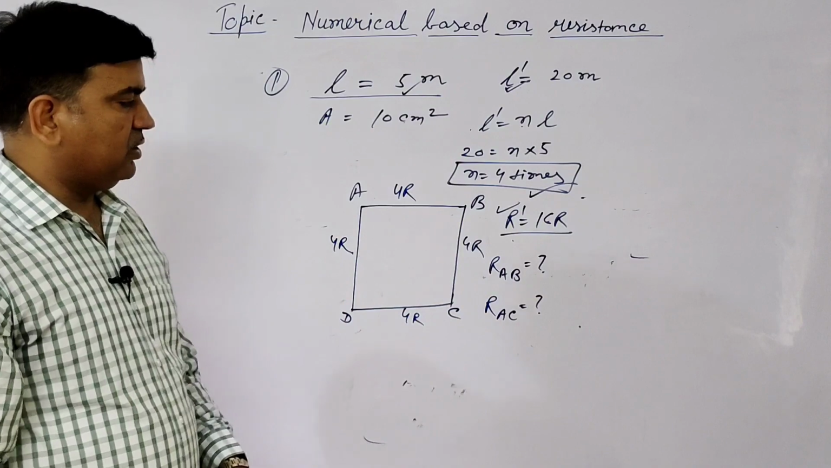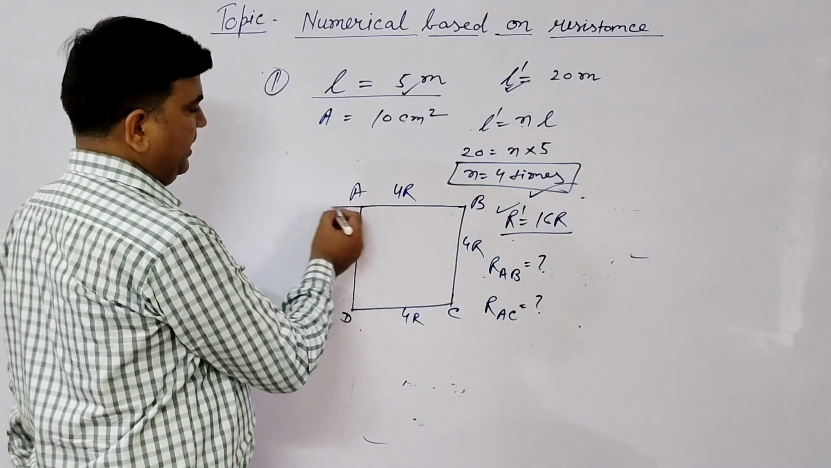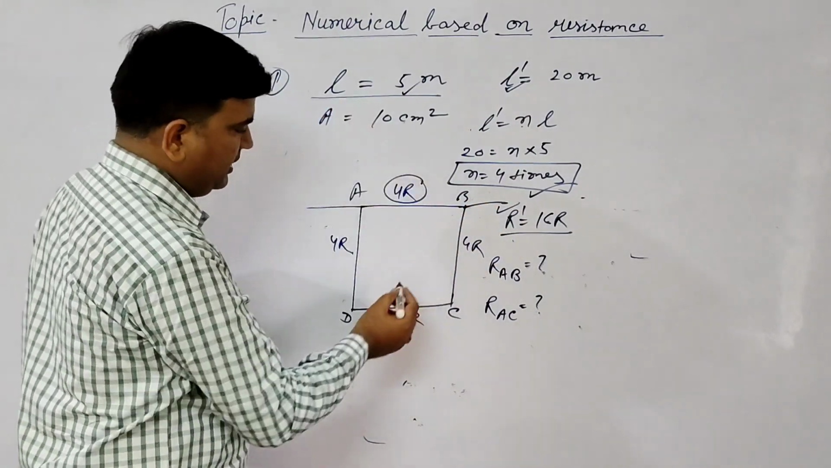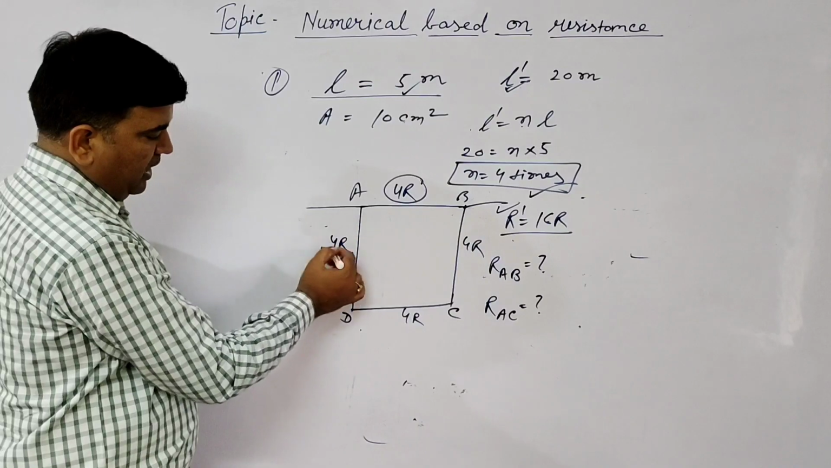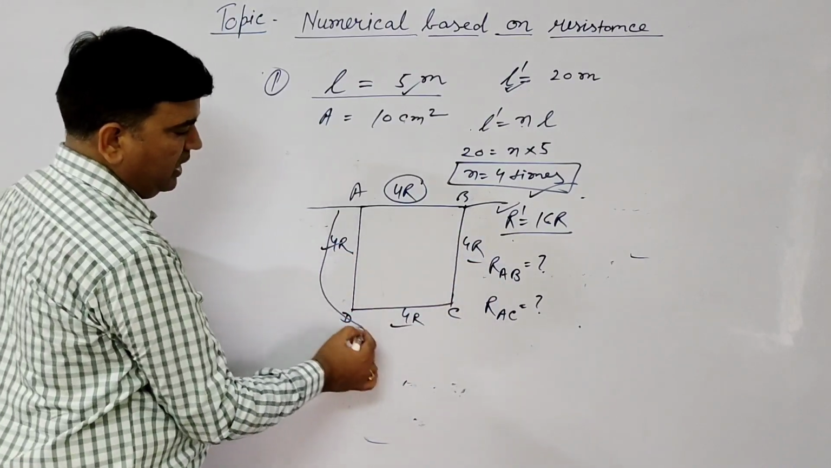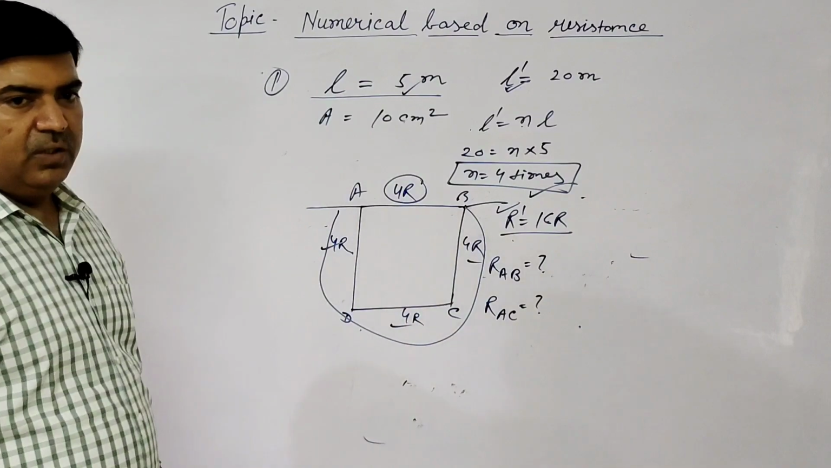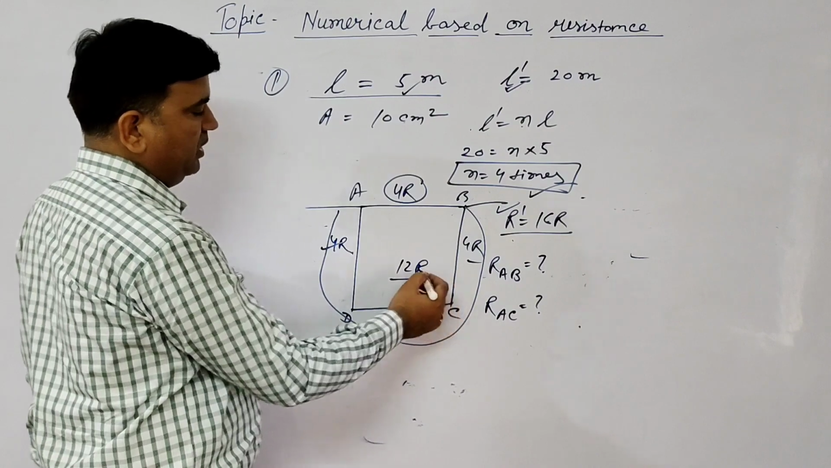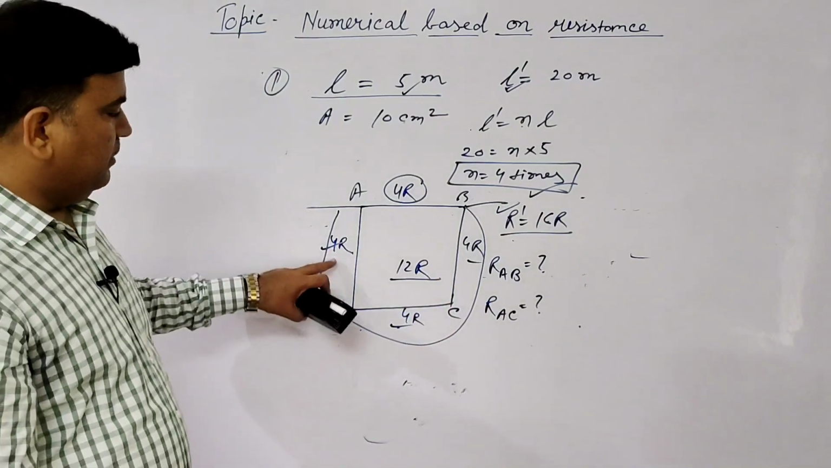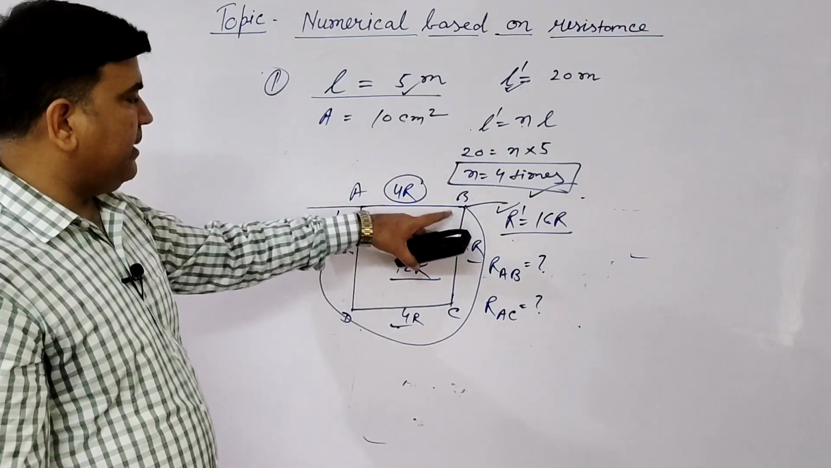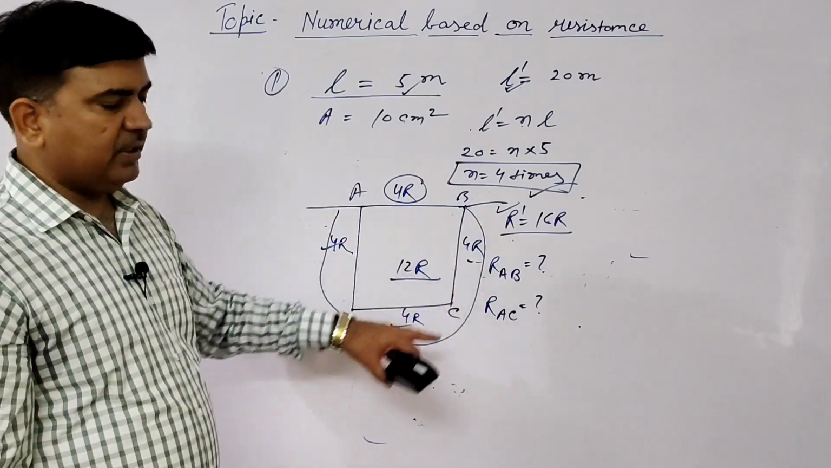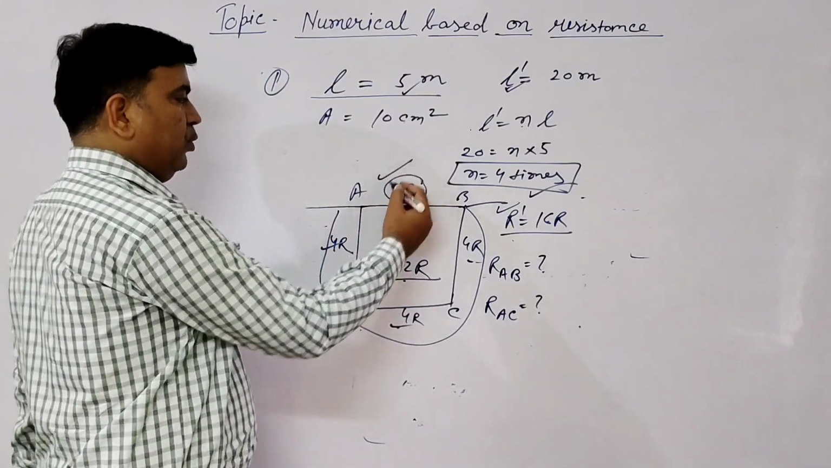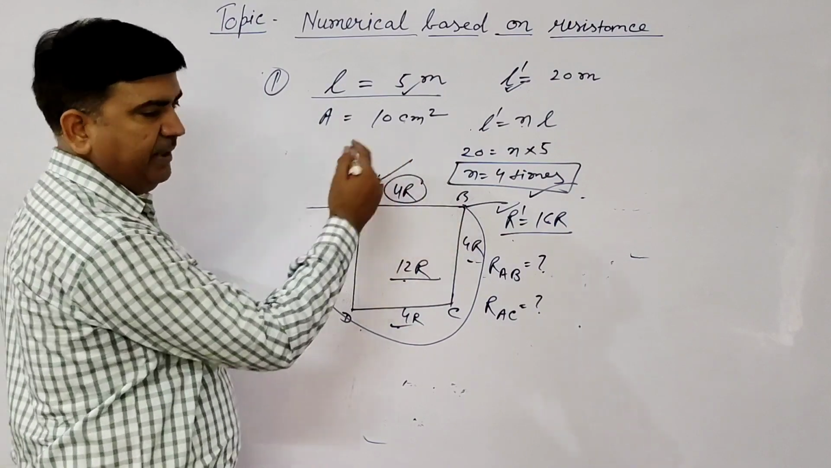Now find the resistance across AB. Children, now see, across AB it is the single 4R resistance, and here there are 4R, 4R and 4R. All three 4R resistances are joined in series. So 4R plus 4R plus 4R is equal to 12R, according to the series combination formula R equals R1 plus R2 plus R3. So across the points AB, the three 4R resistances are joined in series, so the resistance becomes 12R, and 12R and 4R both are joined in parallel across the points AB.